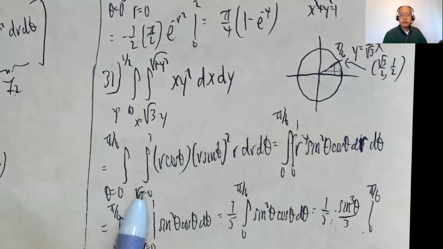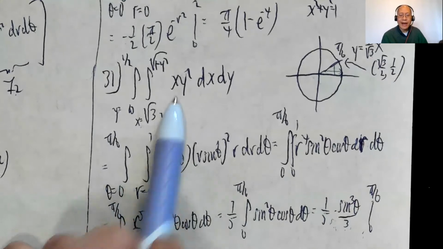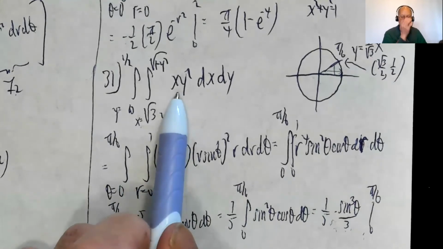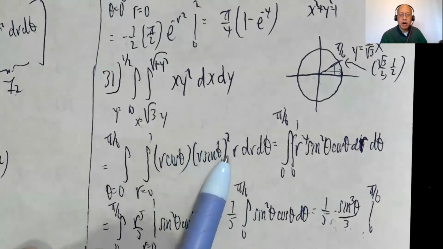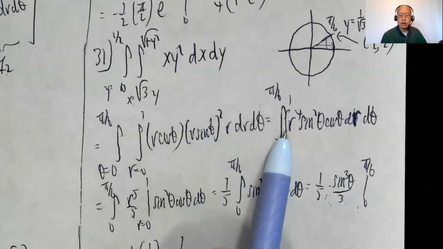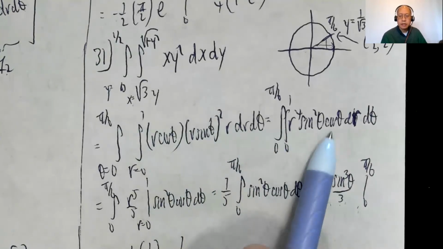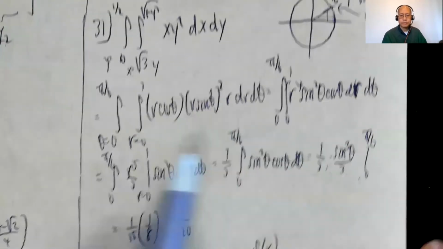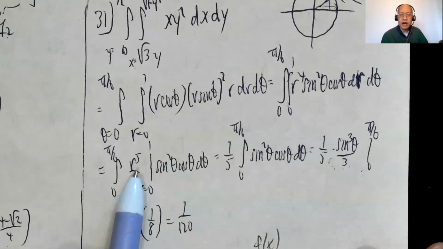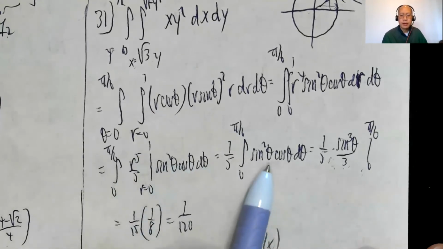Okay, so r is going from 0 to 1. Theta goes from 0 to pi over 6. Of x is r cosine theta. Y squared is r sine theta squared. R dr d theta. So I have r squared, r to the 4th, sine squared cosine dr d theta. R to the 5th over 5. Copy the rest from 0 to 1. That's going to be 1/5.